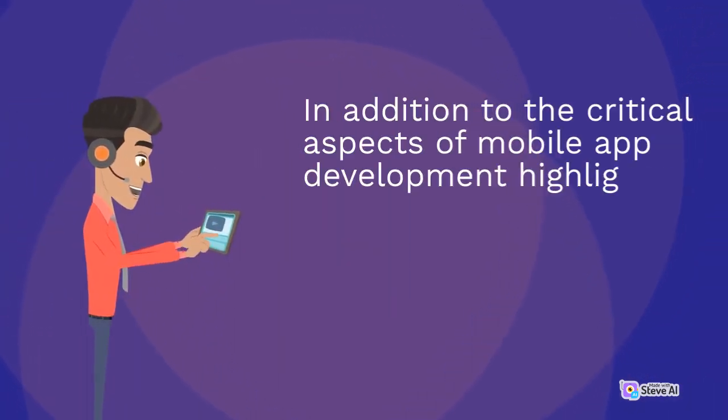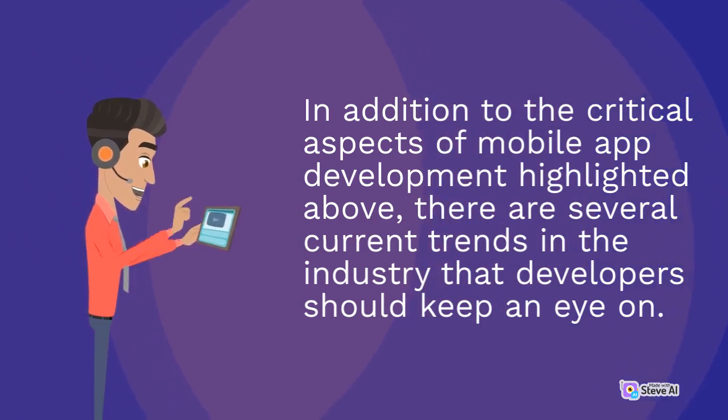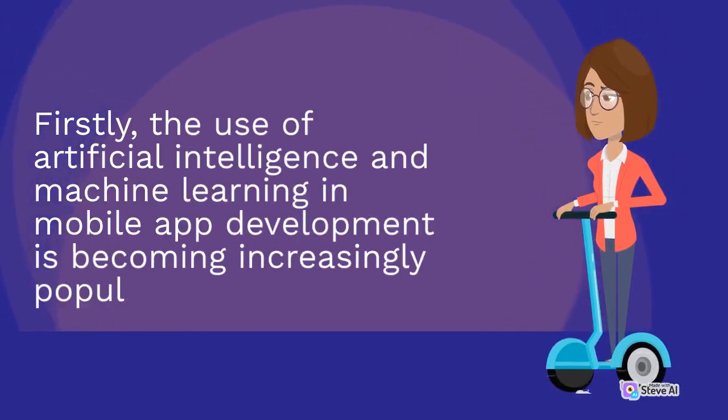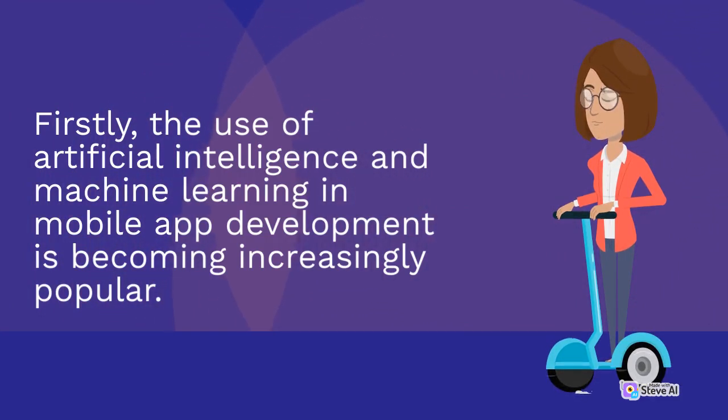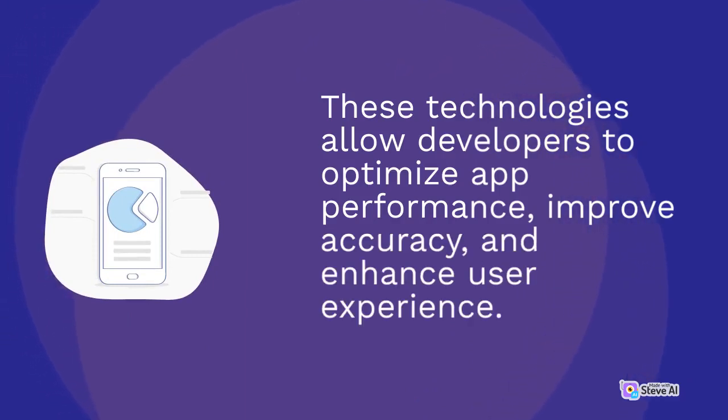In addition to the critical aspects of mobile app development highlighted above, there are several current trends in the industry that developers should keep an eye on. Firstly, the use of artificial intelligence and machine learning in mobile app development is becoming increasingly popular. These technologies allow developers to optimize app performance, improve accuracy, and enhance user experience.